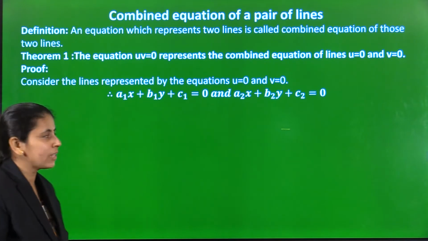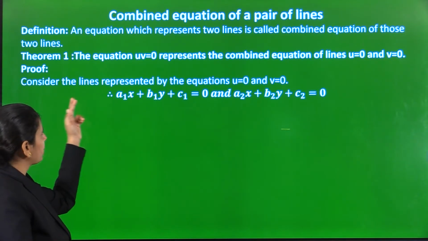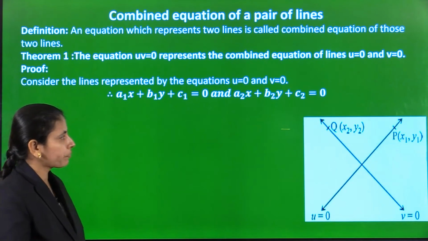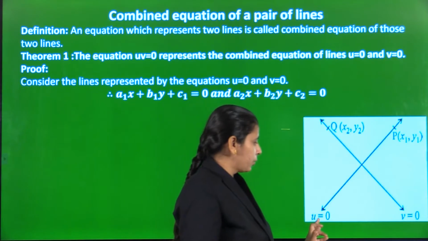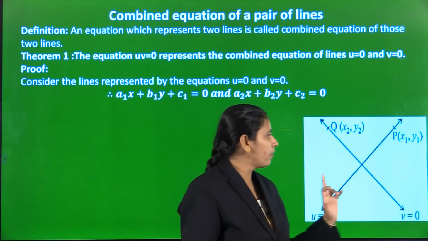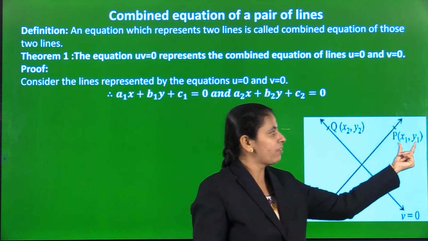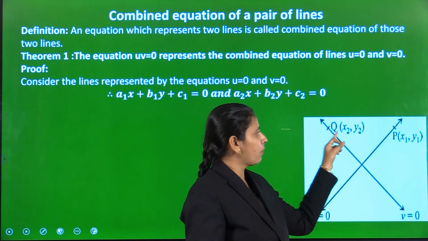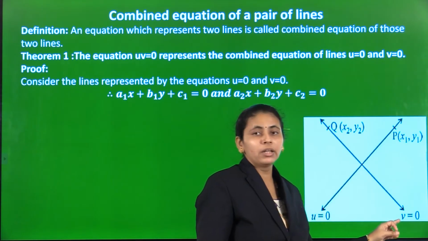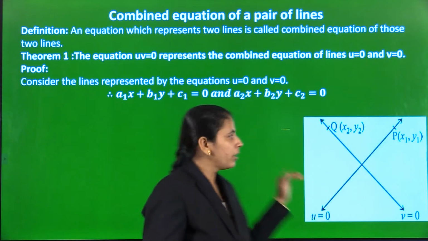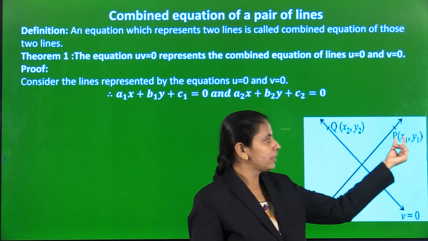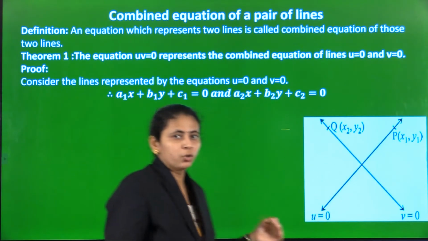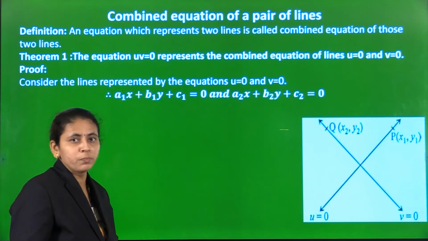First of all we see the first part of this theorem, and in this first part we have considered two lines. Now see the diagram. Suppose this is line u equal to 0, and suppose this is line v equal to 0. Let P of x1 y1 be the point lying on line u, and suppose Q of x2 y2 be the point lying on line v. Now in the first part we have to prove that this point P or Q lying on line u or v should satisfy the equation uv equal to 0.